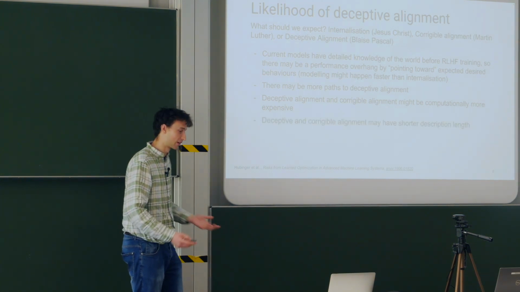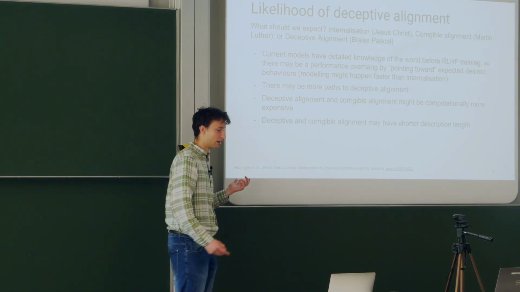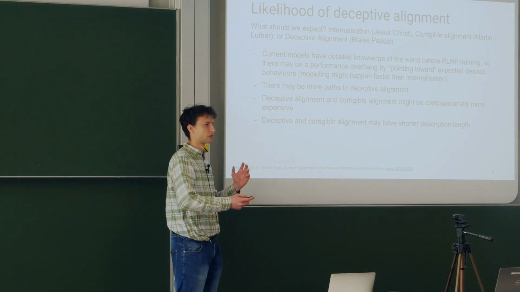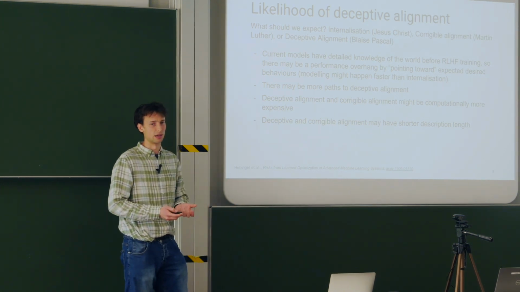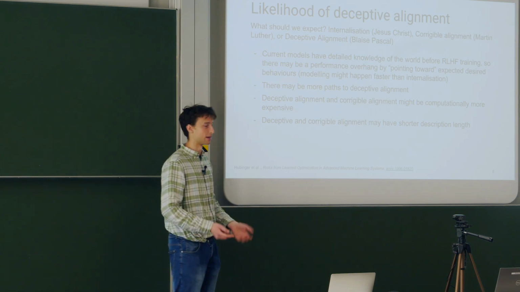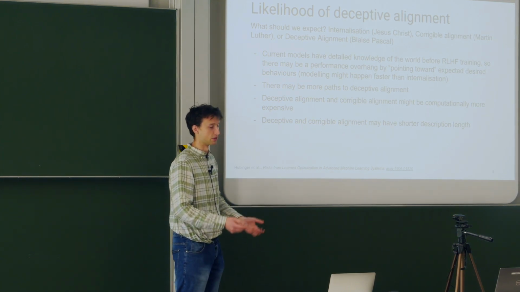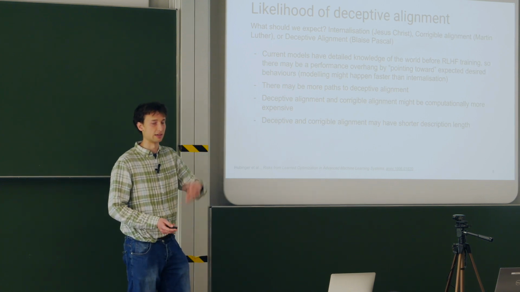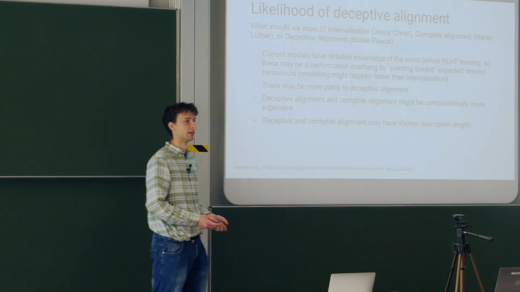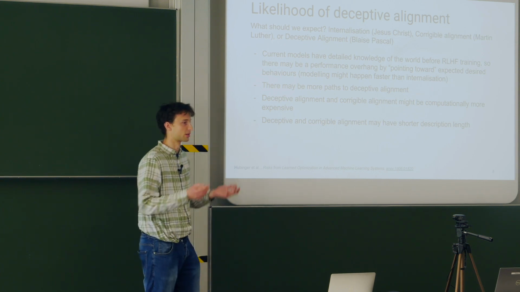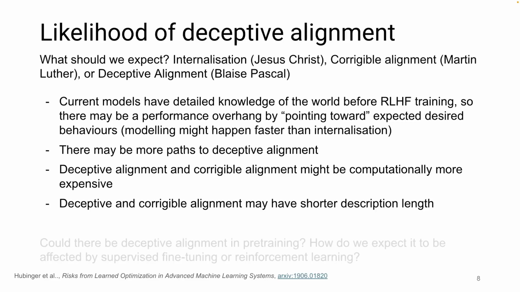But on the contrary, perhaps these modeling objectives might have a shorter description length. We're thinking about complexity and the bias of learning dynamics towards simpler solutions. It's maybe simpler just to take some arbitrary objective and say I'm going to play nice than it is to describe in detail what the true desired behavior should be.